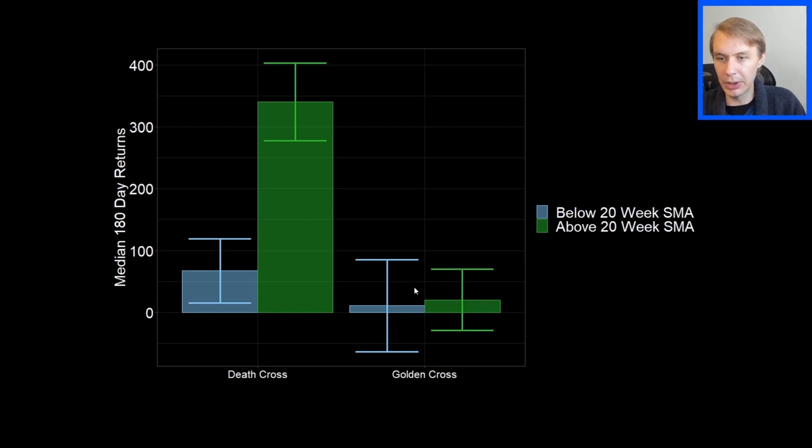Then importantly, when we look at death crosses below the 20-week SMA, they are a bit above zero, but not too much. And then especially when we look over here at golden crosses, we see that there's really nothing going on here, that they're basically right around zero. And on average, you're not really going to be able to expect much. You're just as likely to be getting a positive return pretty much as you are to get a negative return.